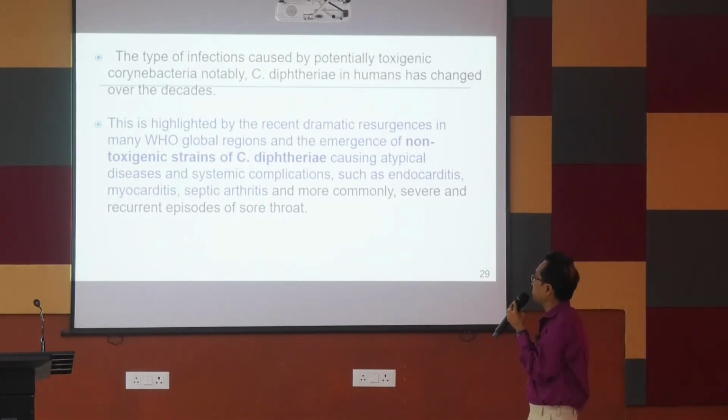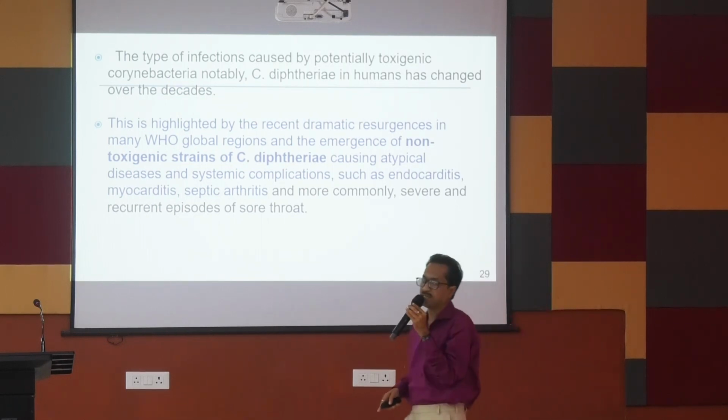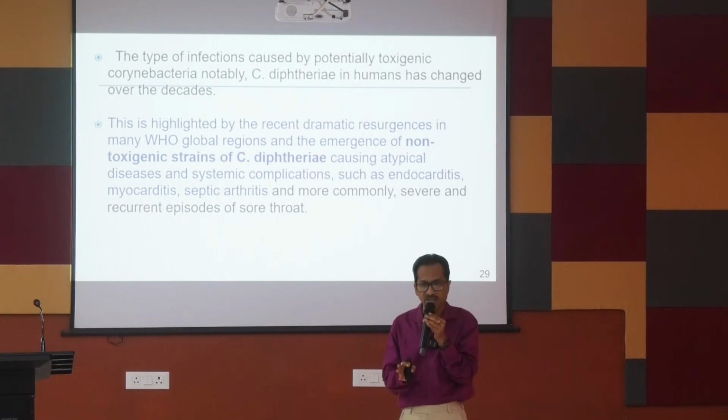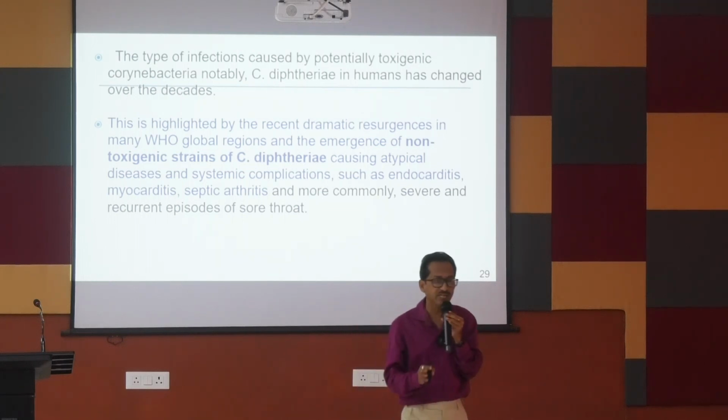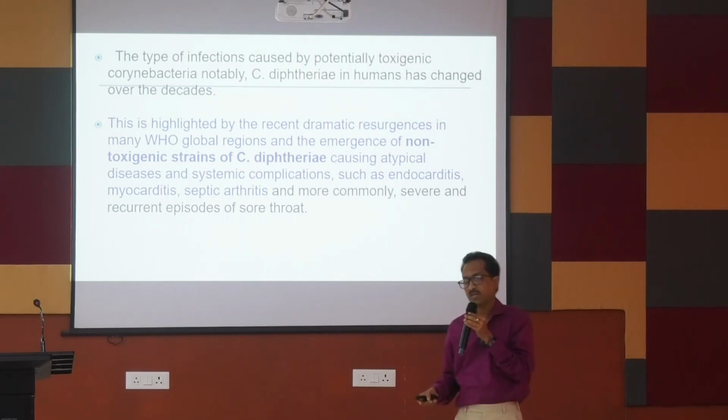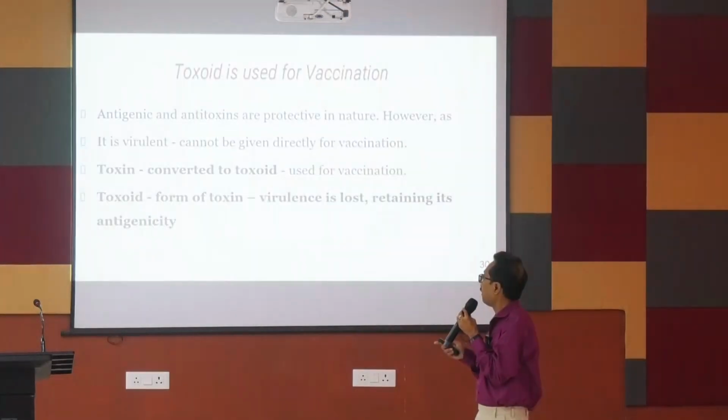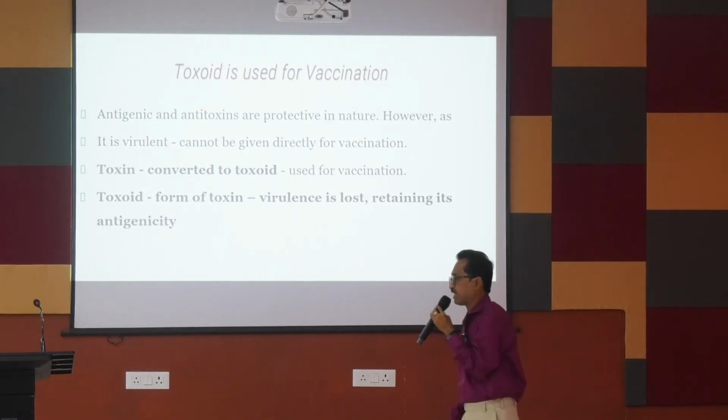The type of infection caused by potentially toxigenic Corynebacterium diphtheriae has changed over the decades. Why has it changed? Because the advent of universal vaccination has led to a decrease in respiratory diphtheria. But what we can get is some atypical disease, mostly cutaneous diphtheria or myocarditis, endocarditis, septic arthritis type, and severe and recurrent episodes of sore throat. These are the alternate presentations of diphtheria. Toxoid is used for vaccination.